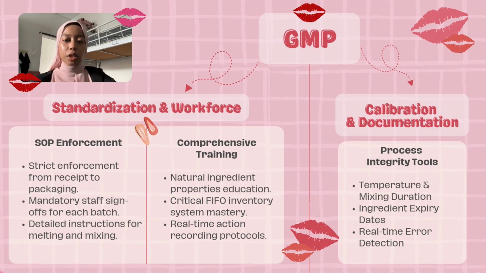And then calibration and documentation. To support our staff, we perform weekly equipment calibration on our melting vats and pH meters. Furthermore, every single tube of lipstick is recorded in a batch manufacturing record, BMR, that creates a paper trail of real-time data, allowing us to catch errors before a product ever leaves the facility.